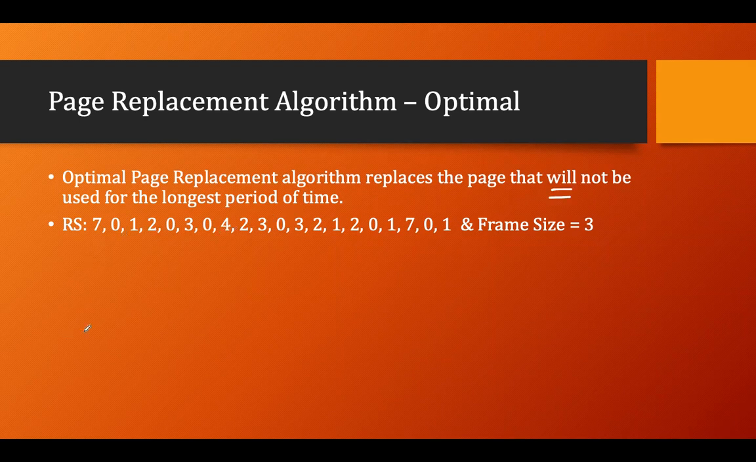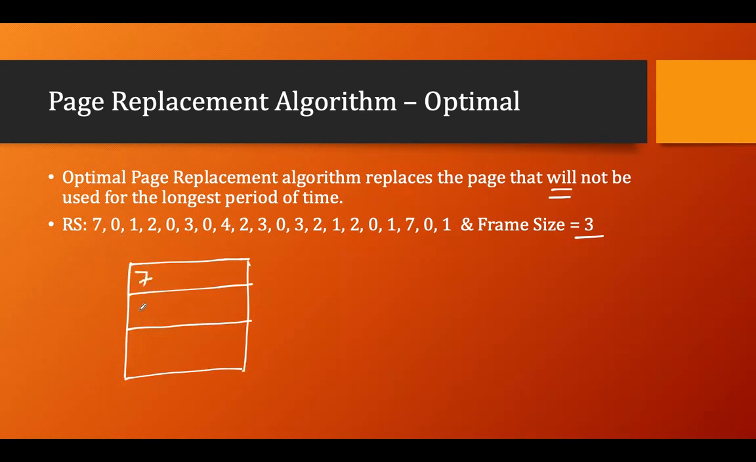So let's try to understand this particular page replacement policy. First we'll go with three pages. Okay. 7 is not there, we have to put 7. 0 is not there. 1 is not there, right? So 3 page faults occur.